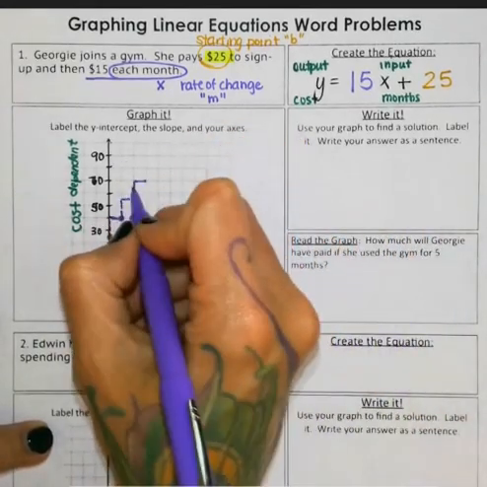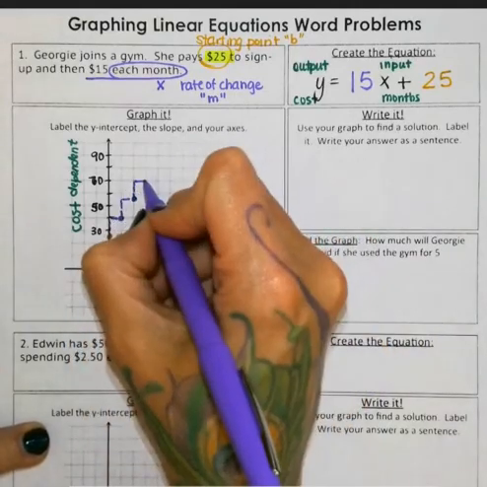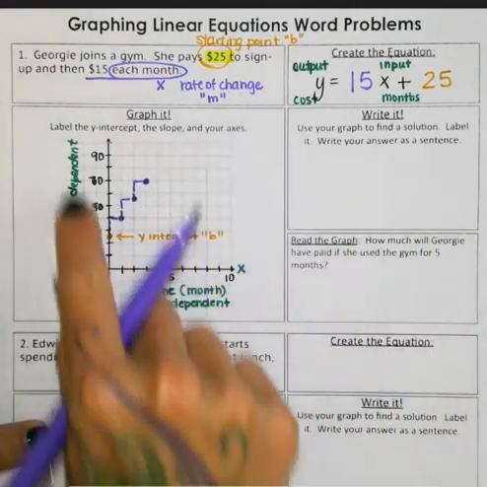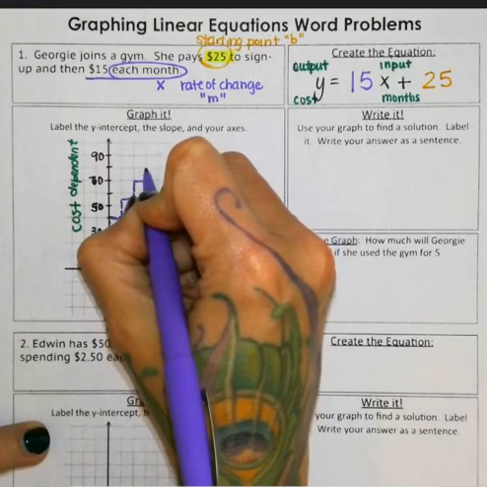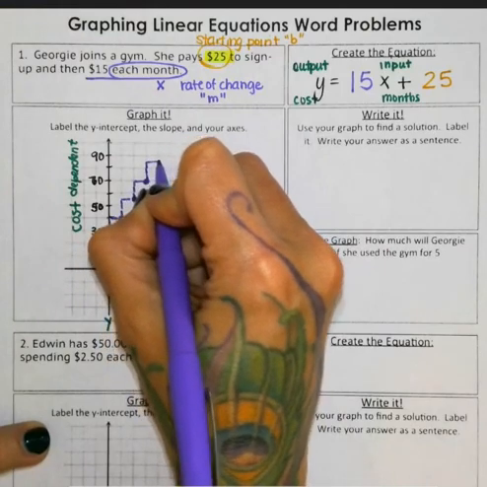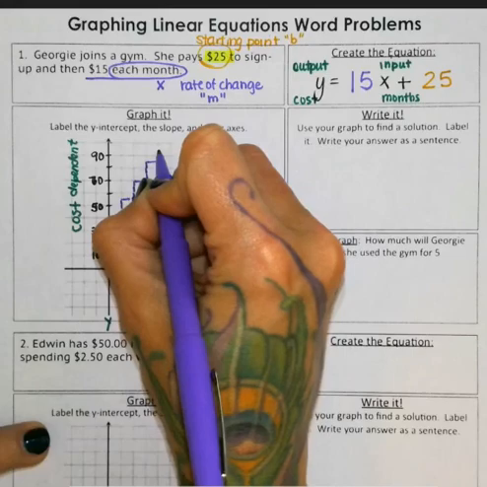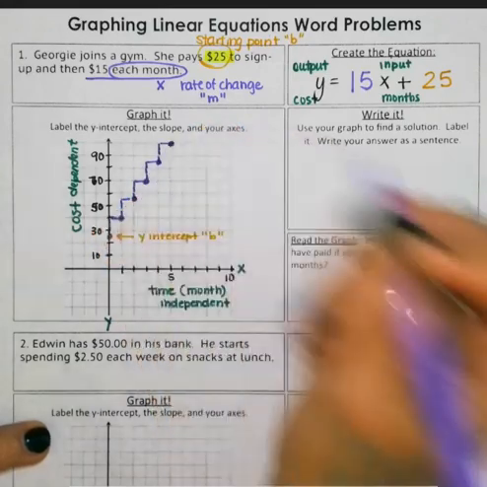And I'm counting 3 because remember, every one of these blocks is worth 2 because they're 5 each, so we're counting by tens. So 5, 10, 15 for 1 month.